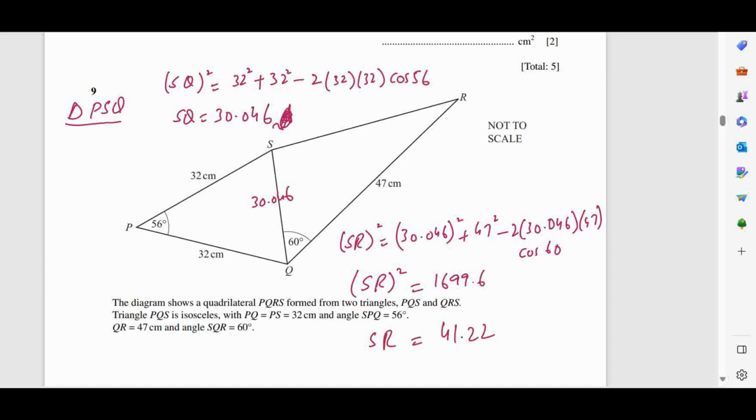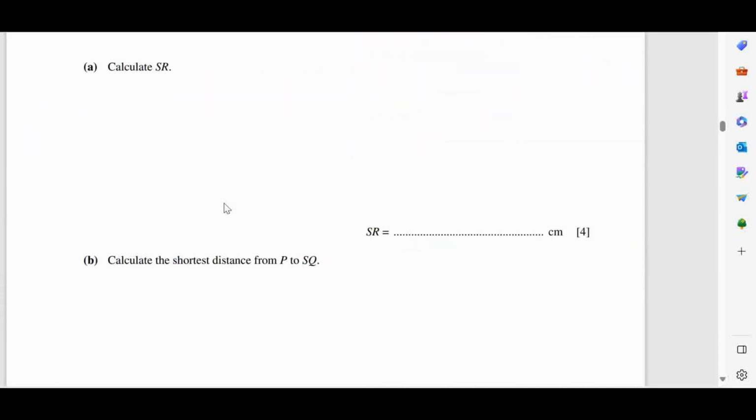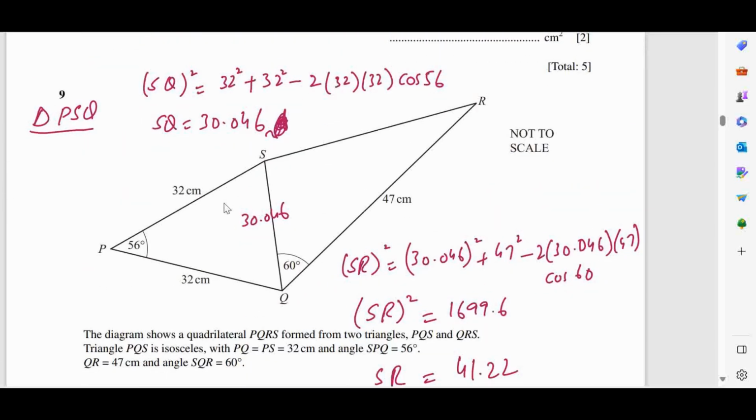Let's move to the next part. The next part is calculate the shortest distance from P to SQ. So first of all, we have to identify which one will be the shortest distance. The shortest distance from P to SQ will be this one, from P to SQ. And if it is the shortest distance, it means this should be perpendicular.